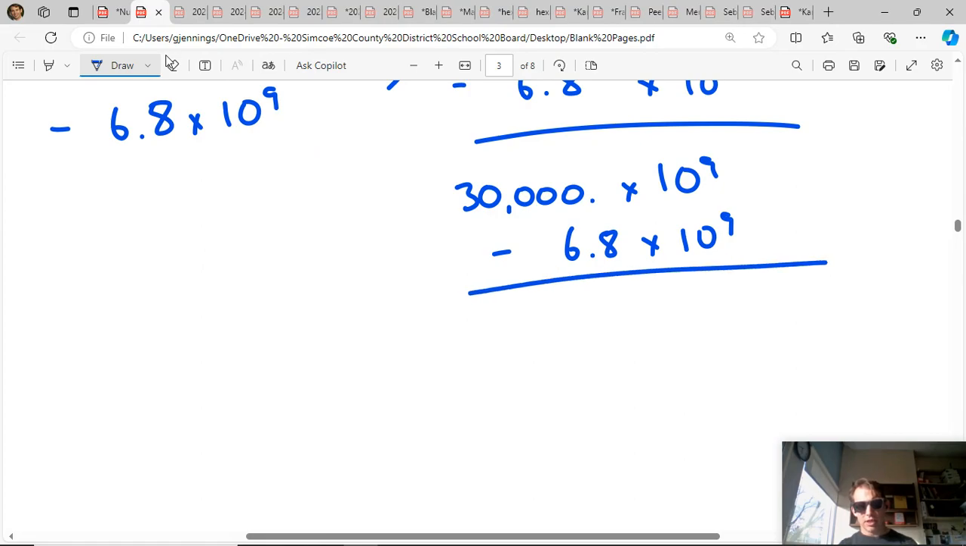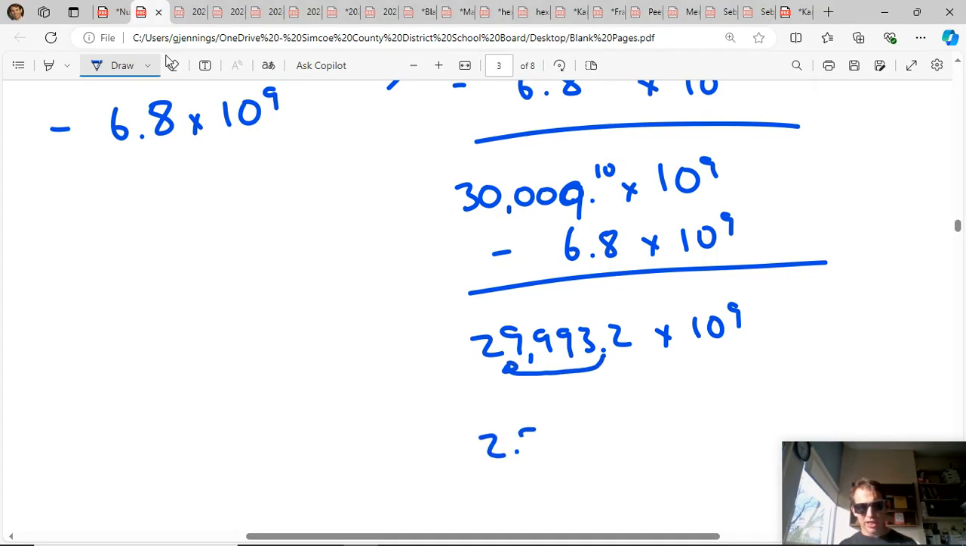So this will be 2, 9, 9, 9. That became a 9, and that became a 10. So that's 2993.2 times 10 to the 9. And then I move this back 1, 2, 3, 4 there. So this is 2.99932 times 10 to the 13.